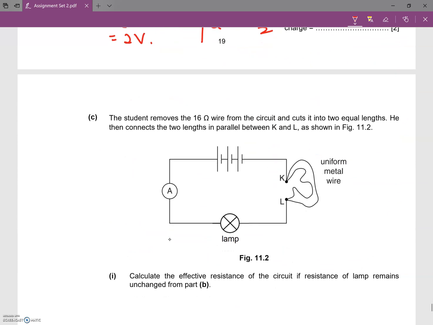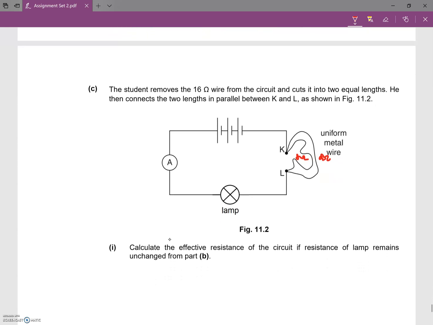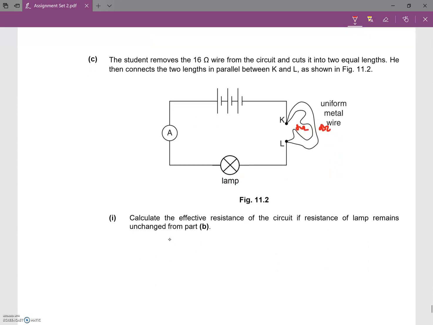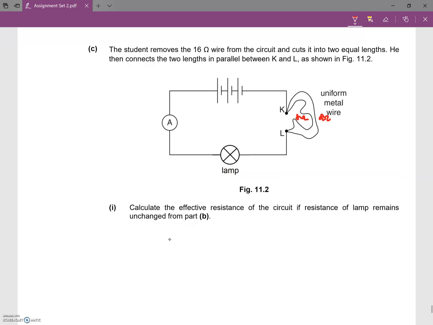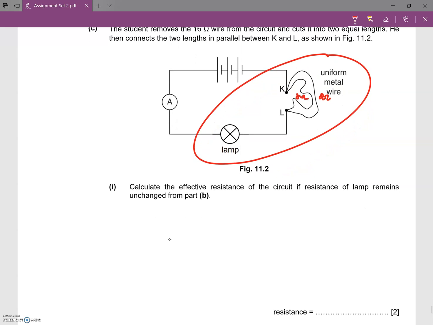They say the student removes a 16 ohm wire from the circuit and cuts into 2 equal lengths. So 16 ohm now cut into 2 equal lengths. Each of this wire will be 8 ohm. He then connects the 2 lengths in parallel. Okay, so that's what we see here. In part 1, they say calculate the effective resistance of circuit if the resistance of the lamp remains unchanged. So I want us to focus at this part over here. Let's think in terms of how the whole thing is arranged. So in actual fact, the lamp is here. So this 8 ohm. It goes up, right? So we just imagine this part over here is just continue to go straight.